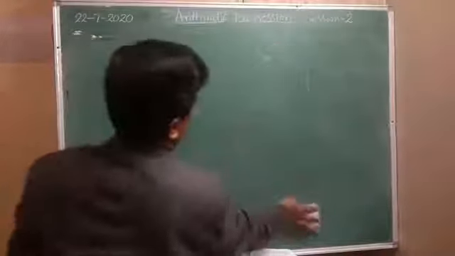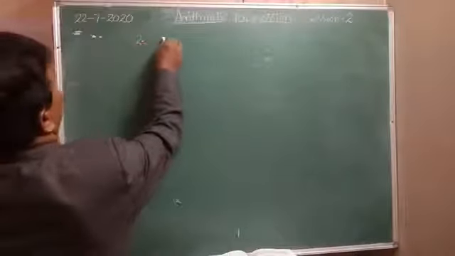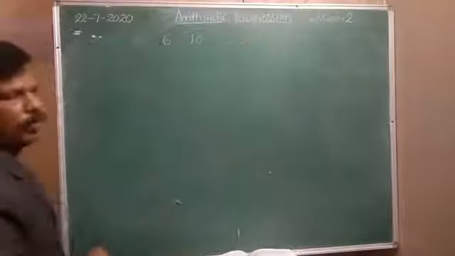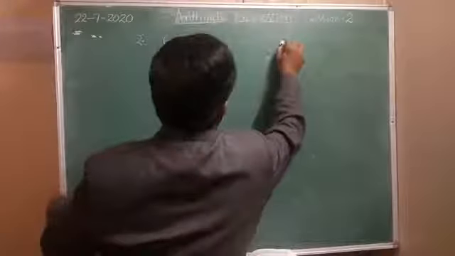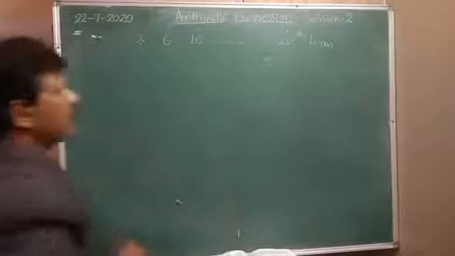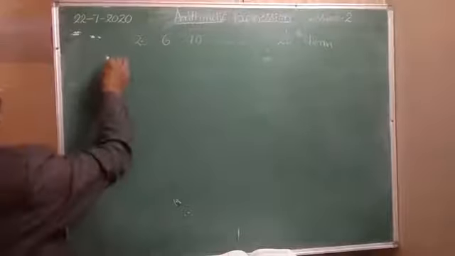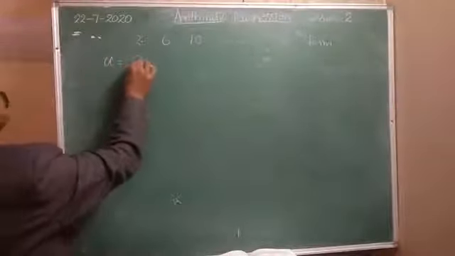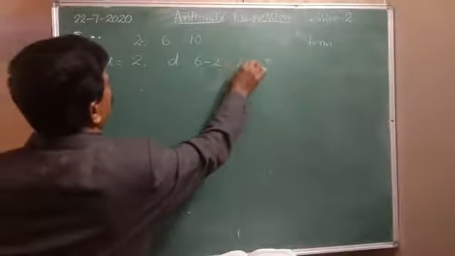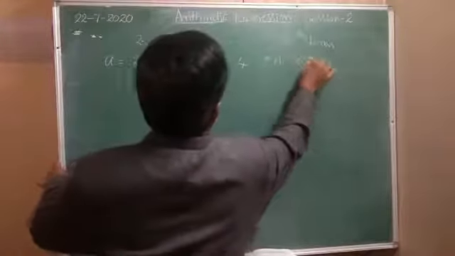Find the 20th term of the arithmetic progression 2, 6, 10, and so on. Now we have to find the 20th term. When the progression is given, our duty is to write down what is A. A is 2. What is D? D is 6 minus 2, which is 4. And N is equal to 20.